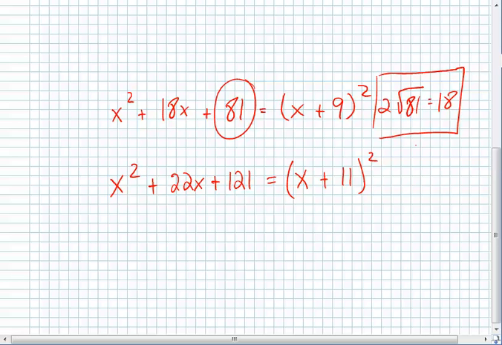So recognizing it saves you from having to look for the magic numbers, listing out all the factors of 121 and going through and finding the ones that add up to 22, whatever the case may be. So this is going to make things a little bit easier for you.